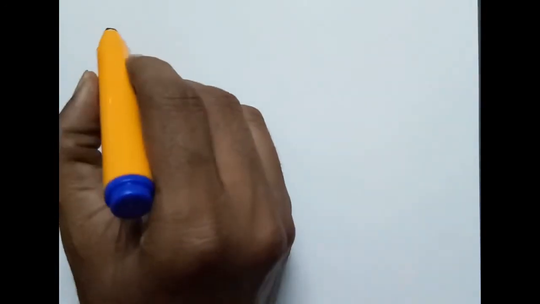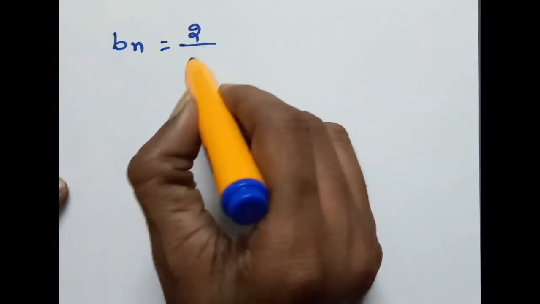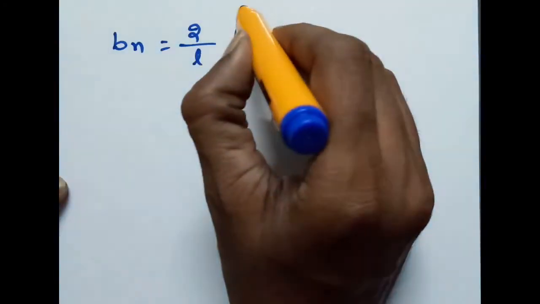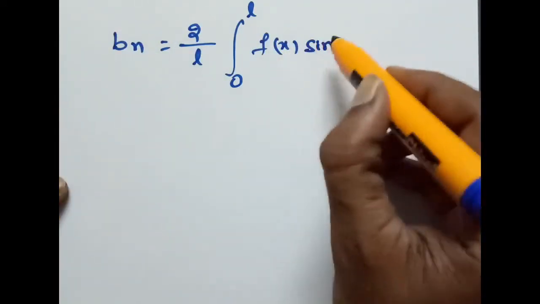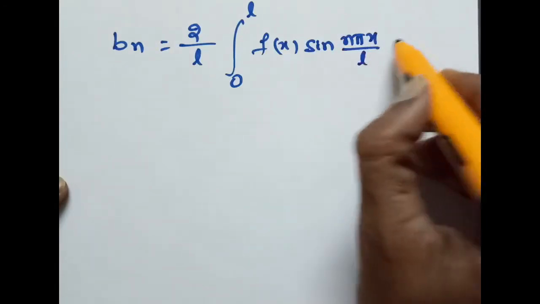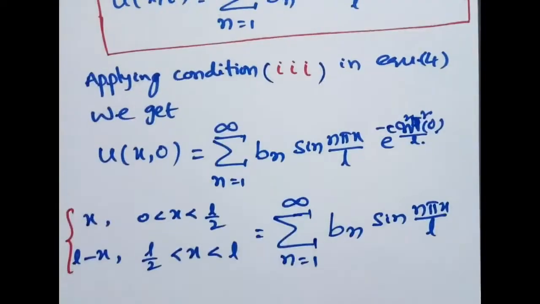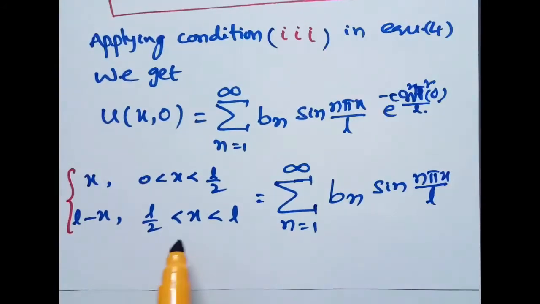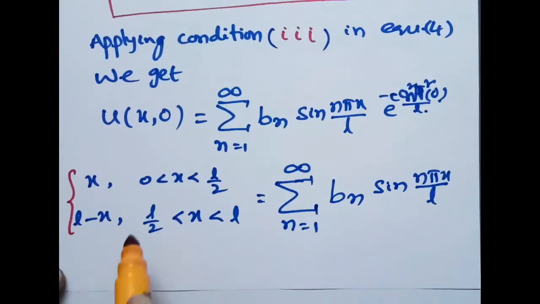Now, bn is equal to two by L integral 0 to L f of x sine n pi x by L dx, where f of x is u of x comma 0, that is x for 0 less than x less than L by 2 and L minus x for L by 2 less than x less than L. This is f of x.